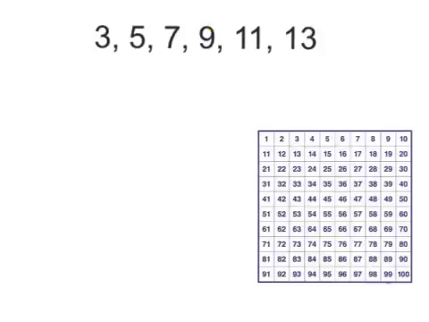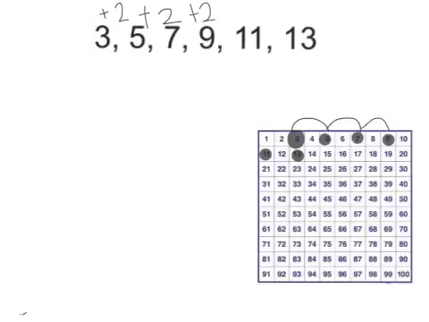So with my highlighter, and using my number board as a resource, I would find those numbers. So 3, 5, 7, 9, 11, 13. And already I can see that from 3 to 5, it has added on 2. From 5 to 7, it has added on 2 as well. From 7 to 9, it has added on 2, and from 9 to 11, it has also added on 2, and from 11 to 13, it has added on 2.